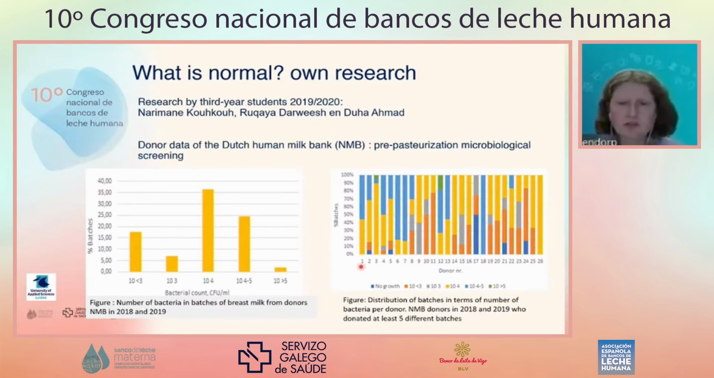It's a bit of a difficult graph. So here we see all the different donors that donated at least 5 different batches. And here are the percentages of the batches of that particular donor with the number of bacteria. If you check donor number 17, you can see that almost half of this mother's batches don't have any bacterial growth. And the ones that have higher bacterial growth, that's only 10 to the third, so 1,000. While for donor number 12, about 20% of her milk was discarded because it had too many bacteria, and her lowest number of bacteria is 10 to the fourth.